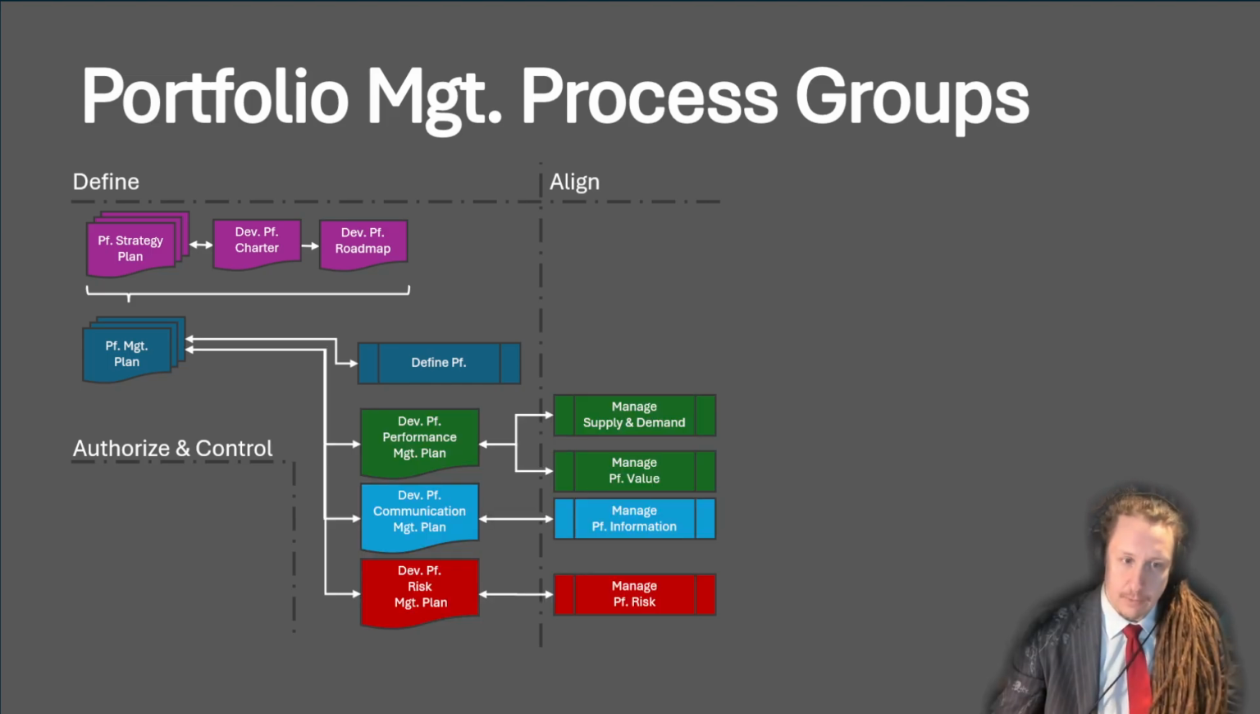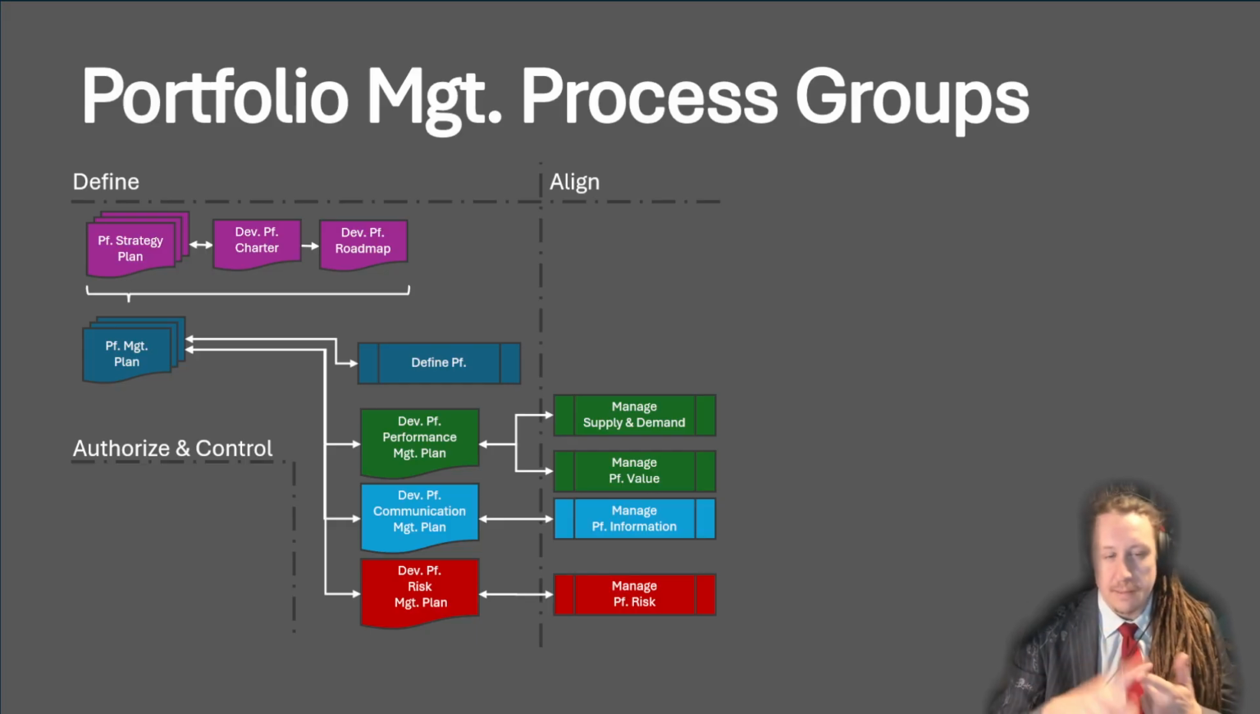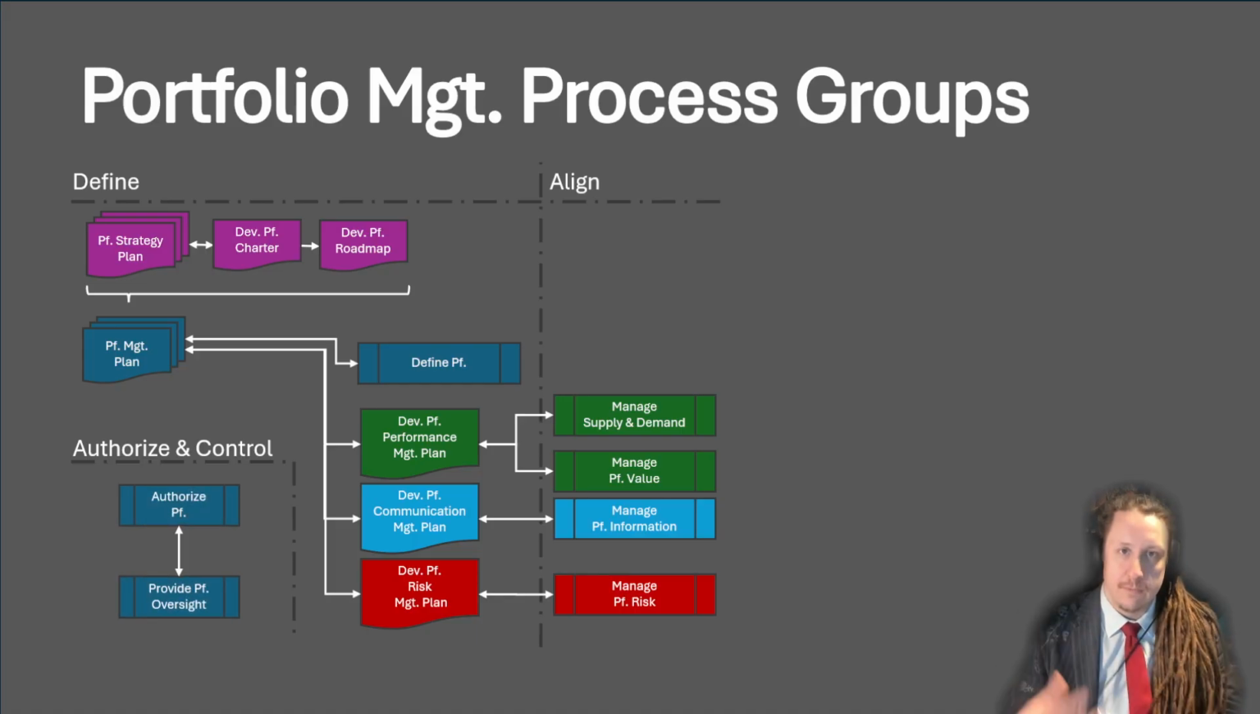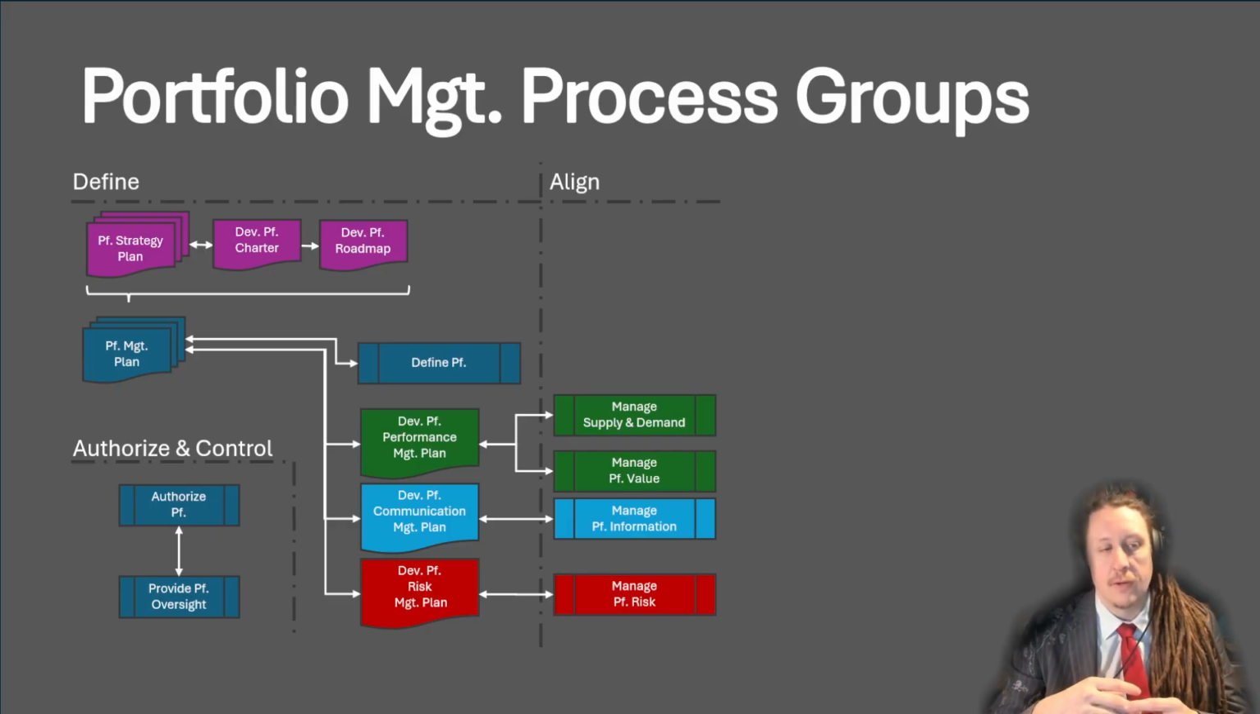Now, once you have done all of this, then you create the performance management plan where you manage the supply and demand and the value, the communication management plan, where you actively manage the information, and a risk management plan where you have to manage the risk. With these sub documents being merged back up into the portfolio management plan, you work toward authorization from the portfolio governance board, and then you keep on providing oversight.